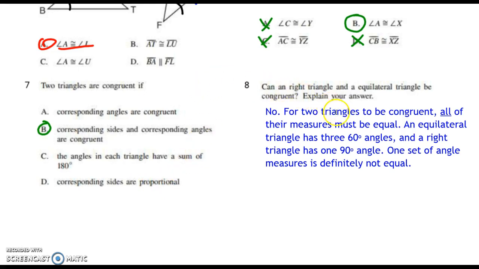For question 8, if two triangles are congruent, all of their measures must be equal. But this specifically asks about a right triangle, which has a 90-degree angle, and an equilateral triangle, which doesn't have any 90-degree angles. If those two angles aren't the same, that means the triangles are not equal.